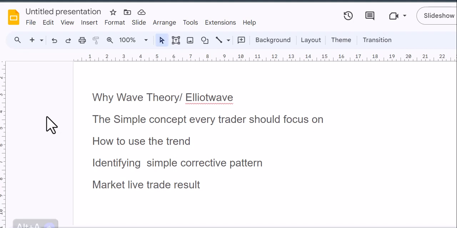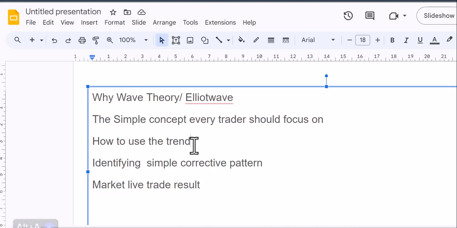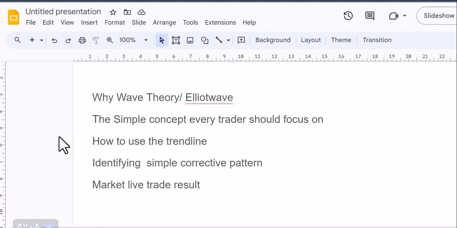Thirdly, you learn how to use the trend line, in a simple ABC, how to identify and use a trend. And fourthly, you identify a simple corrective pattern. In this video today, we are going to stick to simple corrective structures, because if you can identify the simple ones and consistently make money from there, you can then advance to the complex corrective structures.